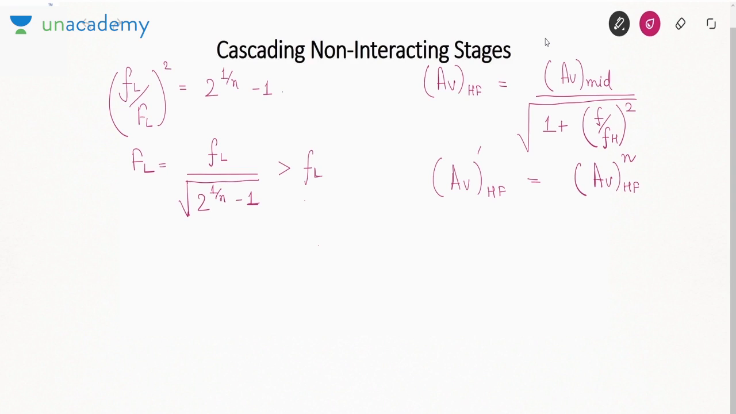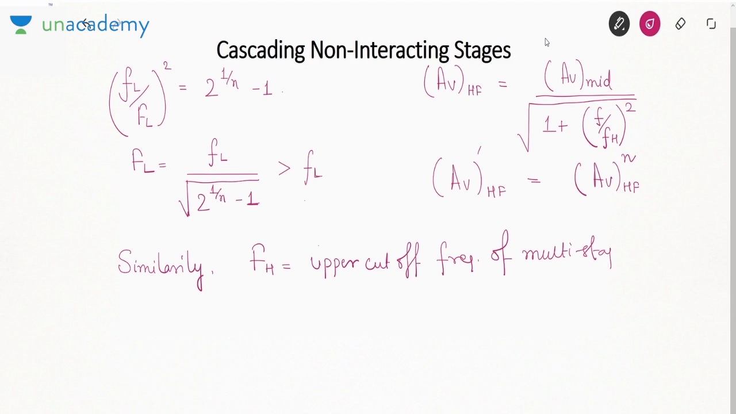So if you solve by a similar method, since we have taken the reciprocal of the ratio, capital FH, which is the upper cutoff frequency of the multi-stage amplifier, will now be equal to small fH times under root 2 to the power 1 by n minus 1. So this is basically less than small fH.